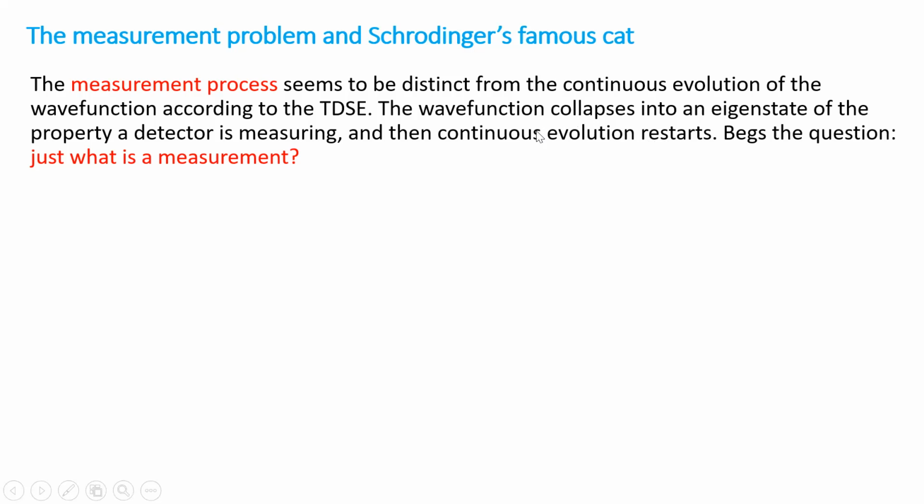Okay, so it seems to be these two different processes. We have the continuous evolution of the wave function according to the time-dependent Schrodinger equation, and then this collapsing wave function, which seems to be a separate process, and they alternate back and forth as measurements take place. But this really brings up the question: just what the heck is a measurement?